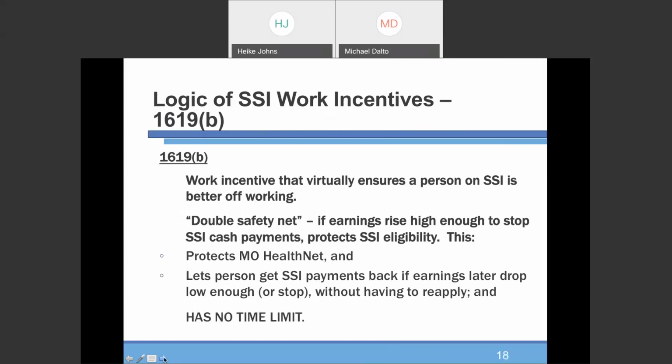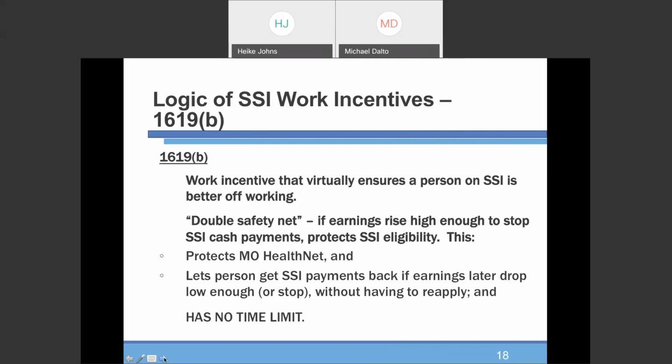Now, moving on to 1619(b), this is a really critical work incentive in the SSI program. This is the work incentive that basically guarantees that a person on SSI has nothing to lose by working full-time, even if they earn enough to reduce their SSI payments to zero.